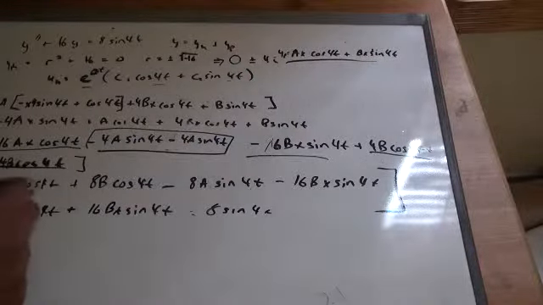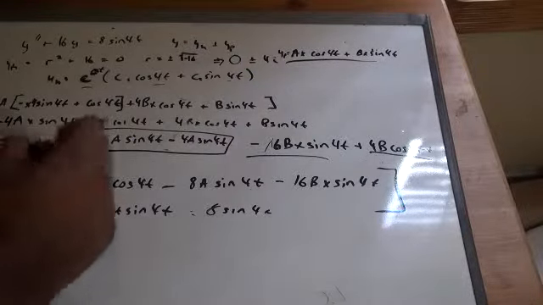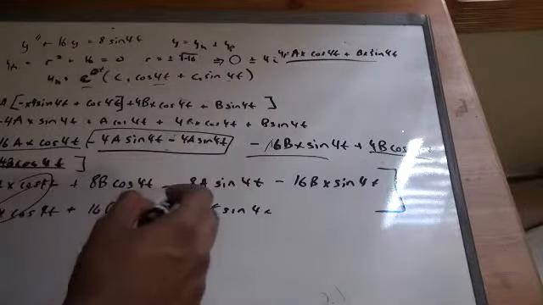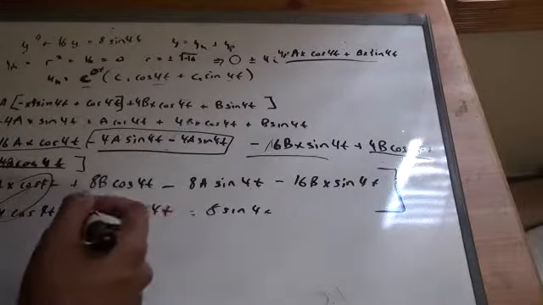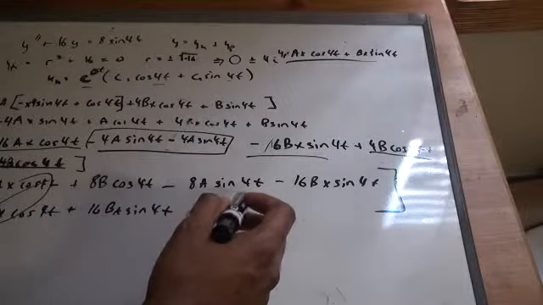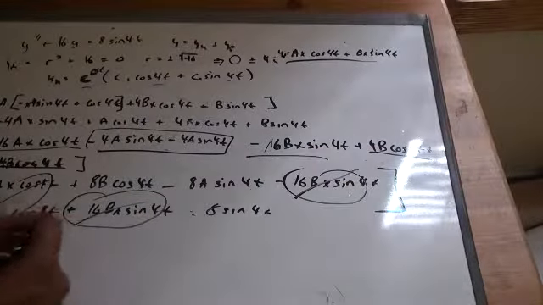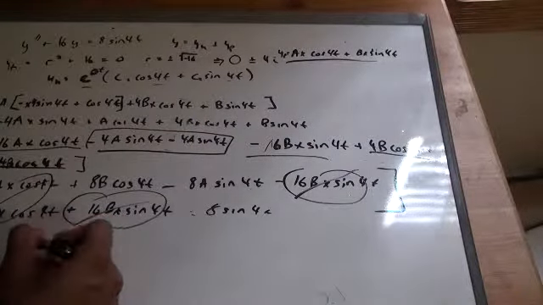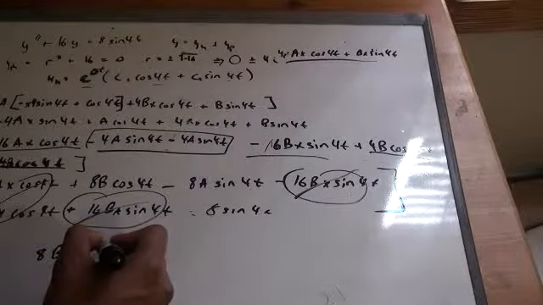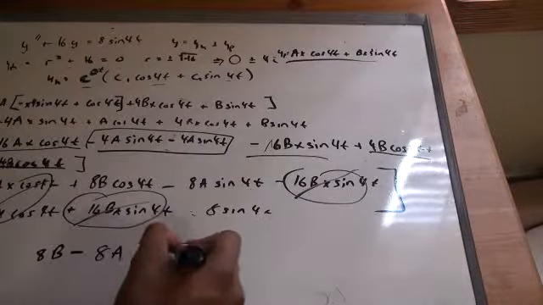We have ax cosine here and here, negative and positive, they cancel. 8b cosine, that's the only one there. The bx sine terms, these two cancel. So we're left with 8b cosine minus 8a sine equals 8 sine.